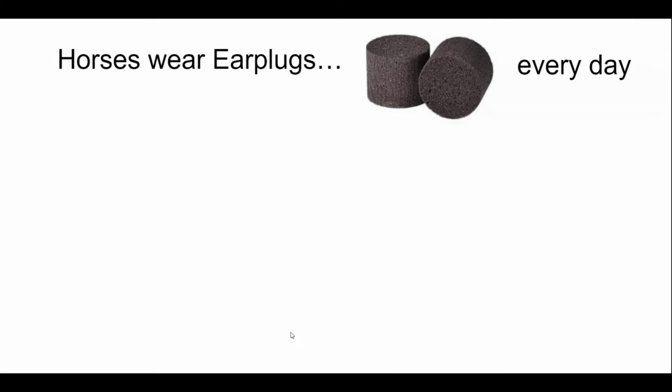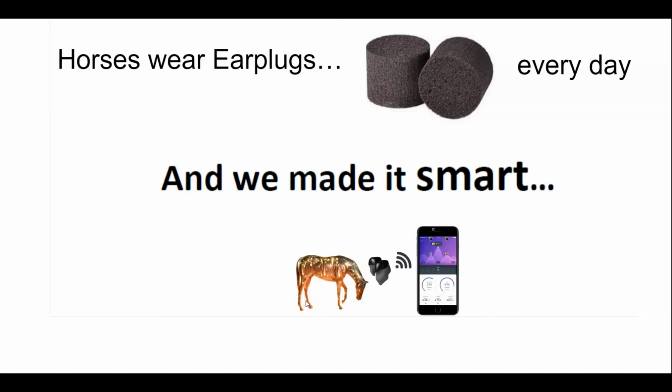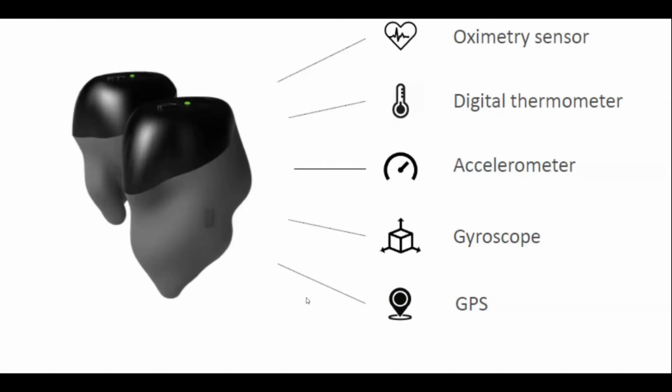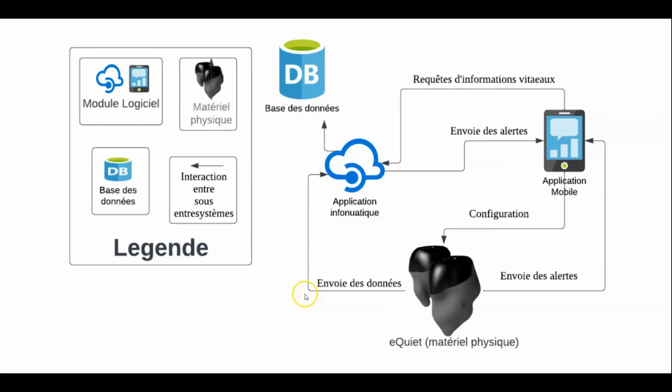The idea is that horses wear earplugs every day in order to calm them down during a competition or when they travel from place to place. So why not use this idea in order to make smart earplugs? This is what this project is all about: an IoT device that will give you the vitals of the horse, the GPS.